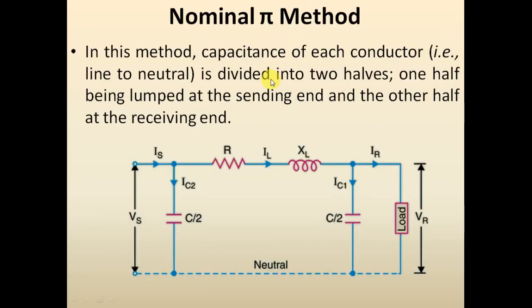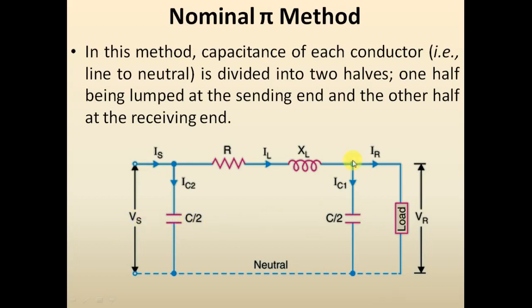Next, we are going to see the nominal pi method of medium transmission line. In this method, the transmission line capacitance is assumed to be divided into two halves, and each half is said to be concentrated at both ends of the transmission line. See here, this capacitor is having a value C by 2 and this capacitor is having a value C by 2, and this capacitor is placed at the receiving end and this capacitor is placed at the sending end.